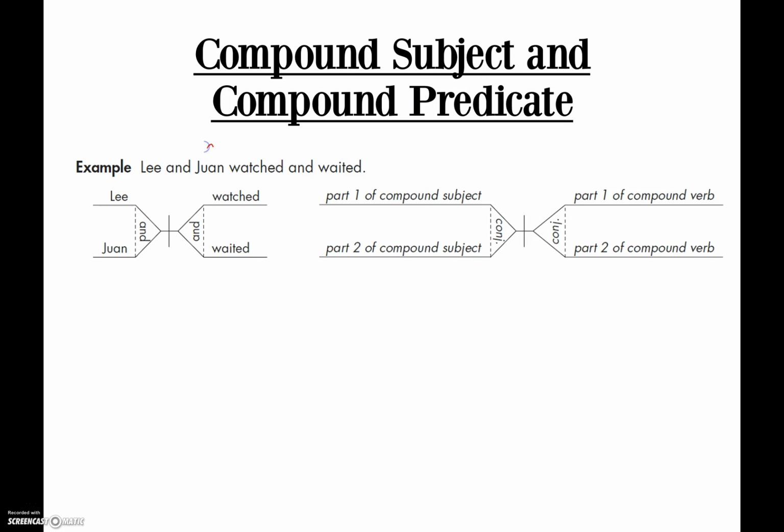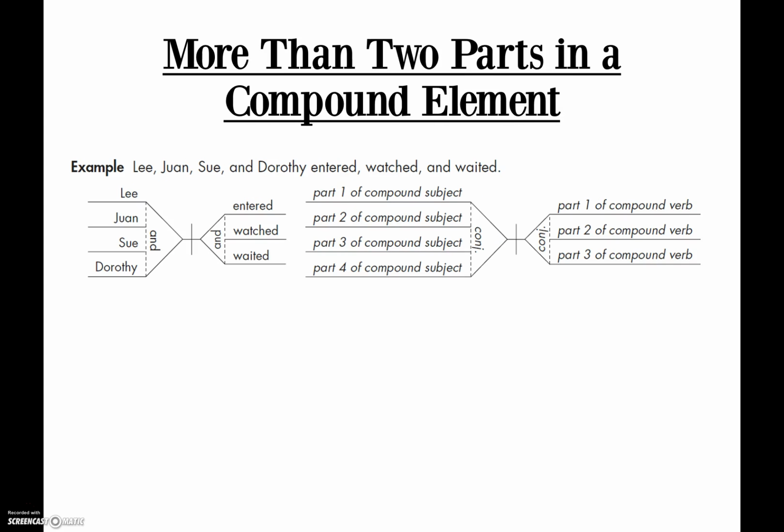Next, we have the compound subject and compound predicate, so we're going to put the two ideas together. We have a fork on the left for our compound subject, Lee and Juan, and we have a fork on the right because we also have watched and waited. Notice that you have the forks exactly as we were practicing, and it's just this tiny little line in the center dividing the subject from the predicate, though now they're a little bit more complicated.